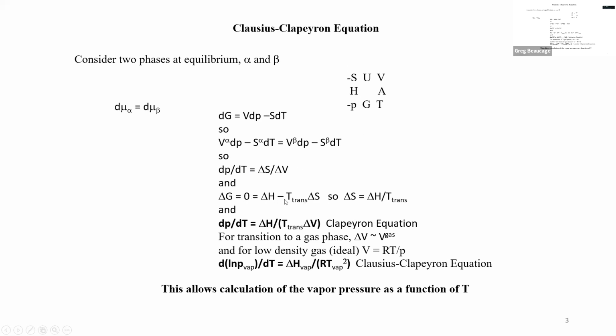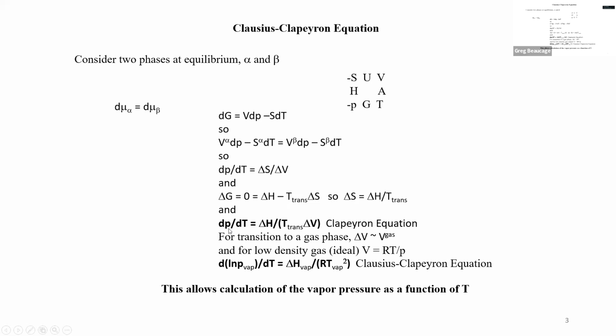So if that's true, and that's at equilibrium, like the boiling point for the water, so at whatever pressure you're at, that's the transition temperature. So basically you can swap out delta S for delta H over the transition temperature, and you can just plug that into this equation. You have dP/dT is delta H over T times the vapor pressure.